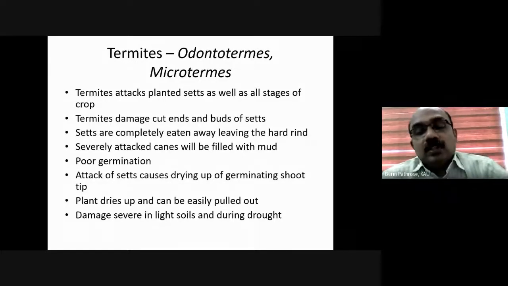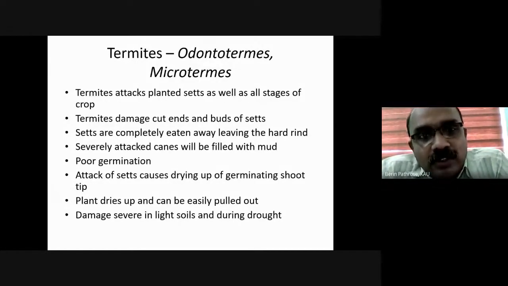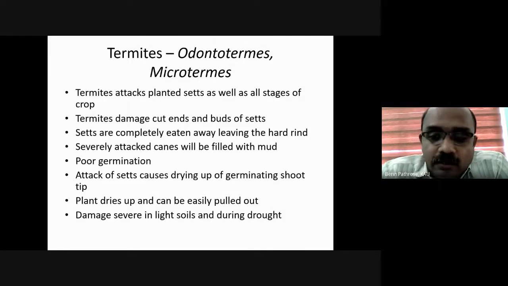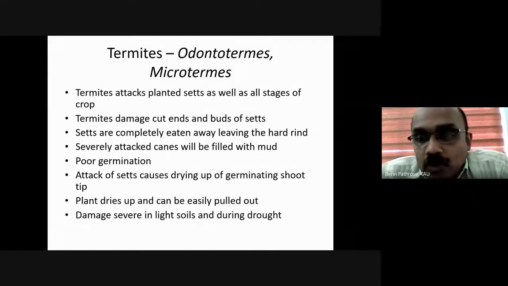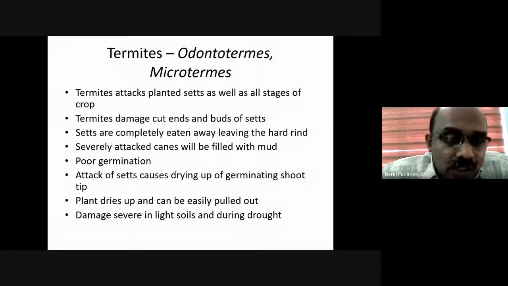Okay. So termites, most of the termites which we have studied belong to the genus Odontotermes and Microtermes, Odontotermes obesus and Microtermes obesi. So both are the genera which we commonly see in the case of sugarcane also.